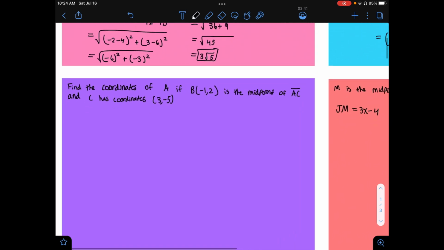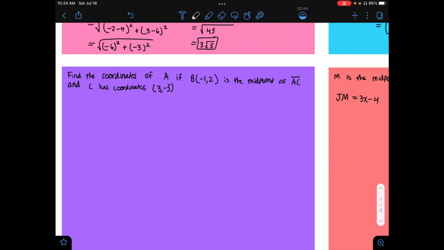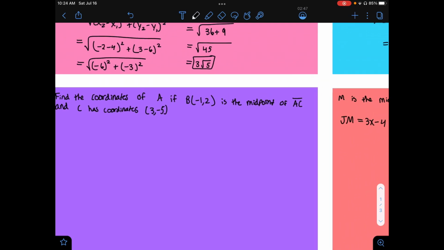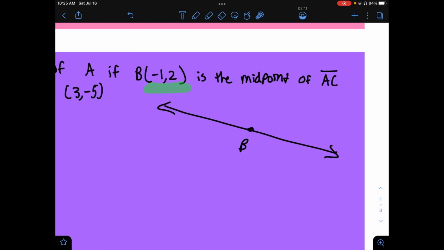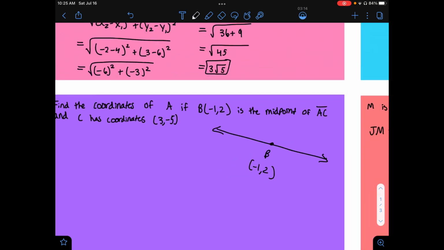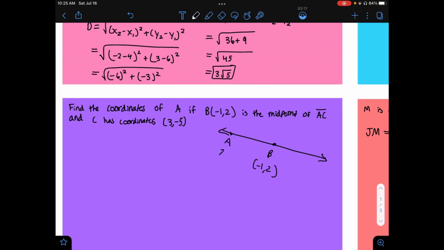And now we're going to do another example here. Our example is to find the coordinates of A, given the midpoint. So we're going to draw it out so it helps. Our point B coordinates are negative 1, 2, and then C is 3, negative 5. And so B is our midpoint. So we're going to draw our line here, slanted like this. B is our midpoint, so we know its coordinates are negative 1, 2. So we're going to write negative 1, 2. Then here we have A, and that's what we're trying to find, so we're going to put a question mark. Then here we have C, and our coordinates are 3, negative 5.